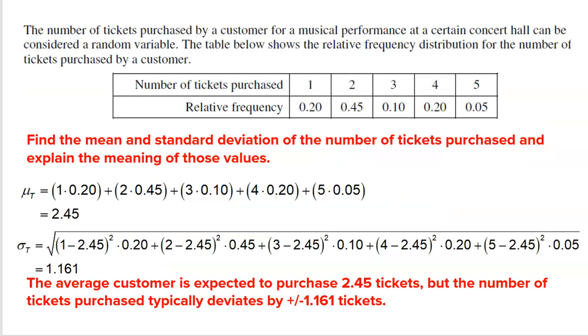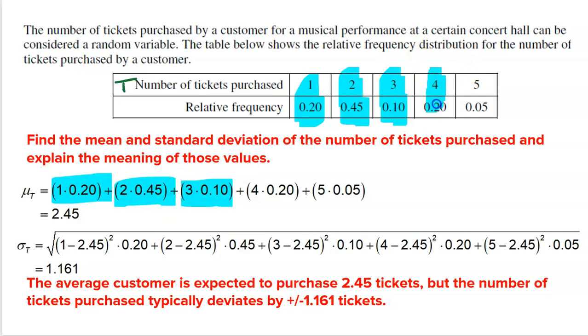So back to the problem about the number of tickets sold. Again, T is the number of tickets purchased by a customer for a concert. All right, how do we find the mean? This is so easy. Each outcome times its probability. 1 times 0.2, 2 times 0.45, 3 times 0.1, 4 times 0.20, 5 times 0.05. Add all of that together, boom, there is your mean.